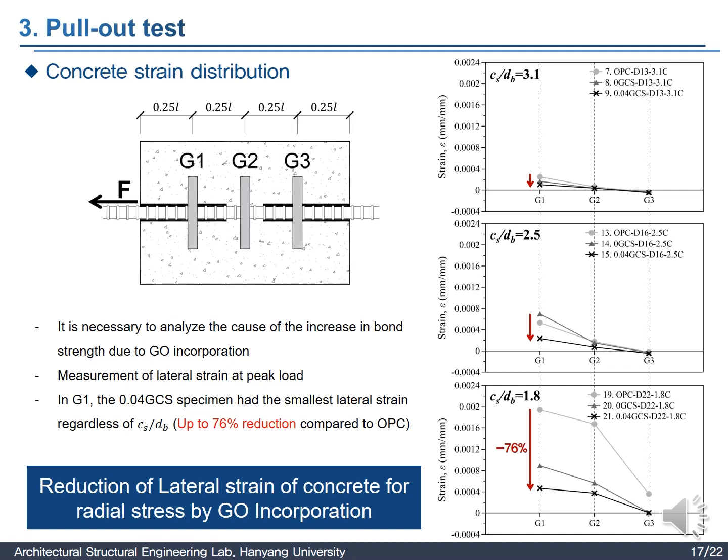76% compared to OPC. This is judged to reflect the material properties of 0.04 GCS, which has a small volumetric strain. Therefore, it was confirmed that the mechanical properties of concrete, such as volumetric strain, affect the bond strength.